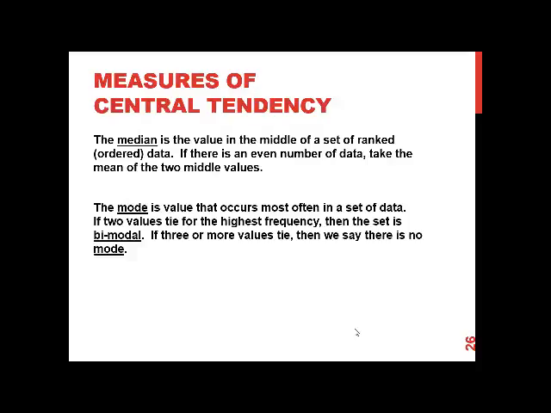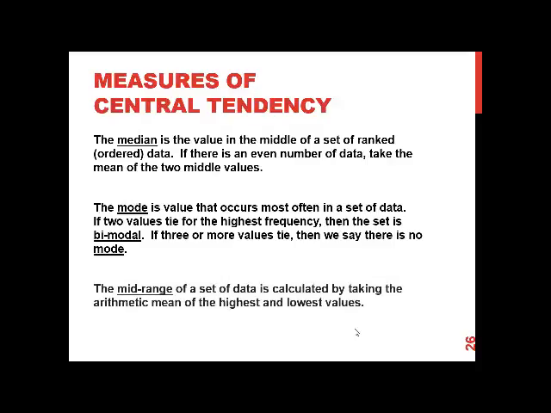The mode is the value that occurs the most in a set of data. So if you have 2 values that tie for the highest frequency, then the set is called bimodal. If 3 or more values tie, then we say that there is no mode. And finally, the mid-range of a set of data is calculated by taking the arithmetic mean of the highest and lowest values.